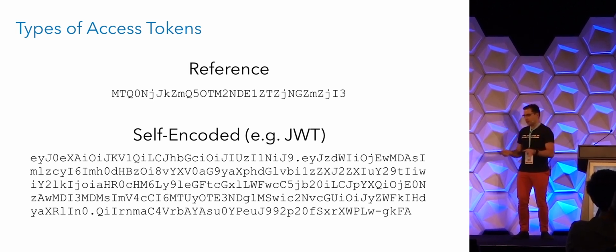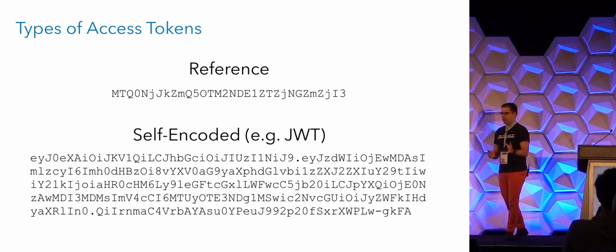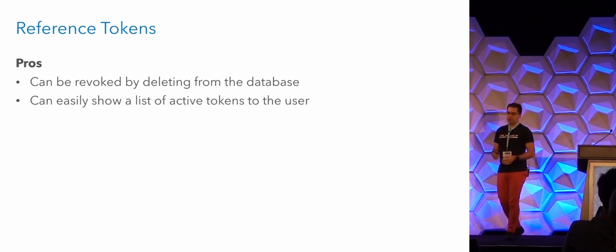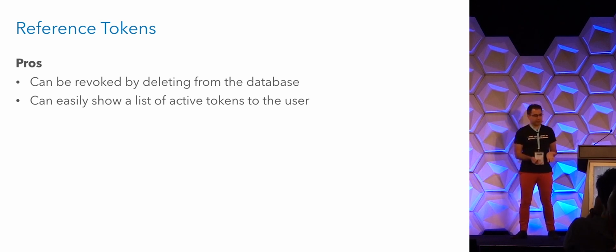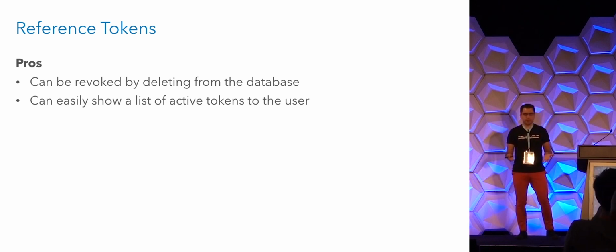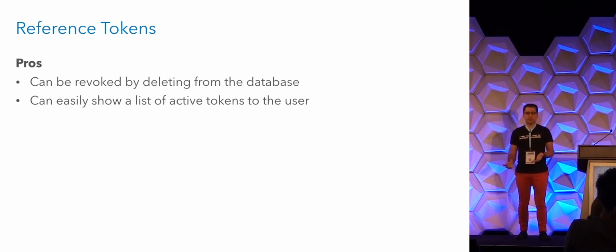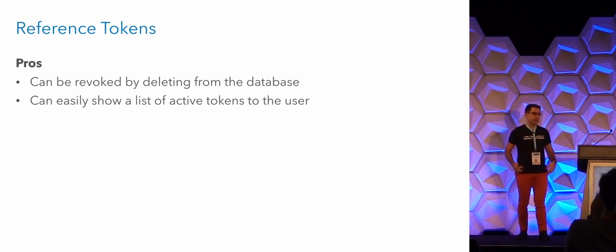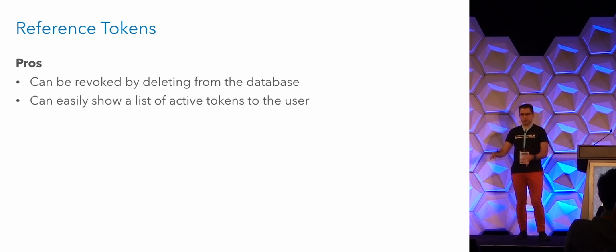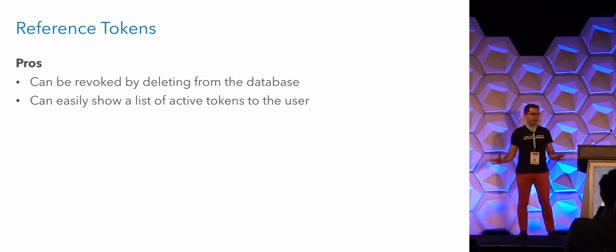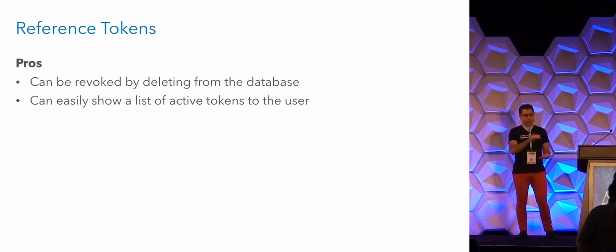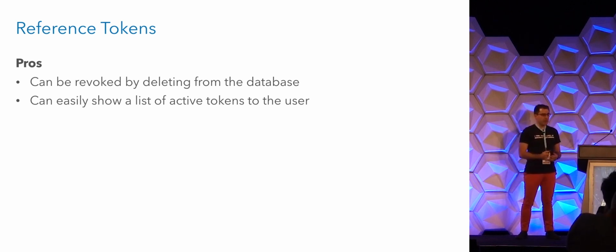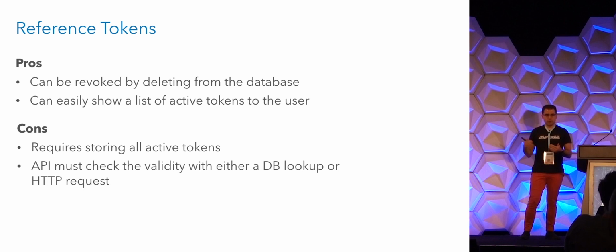So there are benefits to both, and there are drawbacks to both. The benefit of reference tokens is that they are very simple. If you store them in a database, and you want to revoke one or deactivate a whole application or a user account, it's very easy. You go look in your storage and delete the tokens that you don't want anymore. The next time your API checks whether a token is valid, it'll look in the database and the token won't be there. But the downside is that you have to store all active tokens.